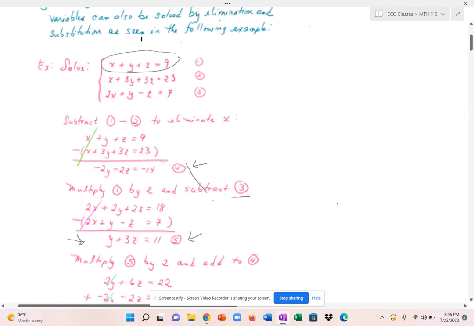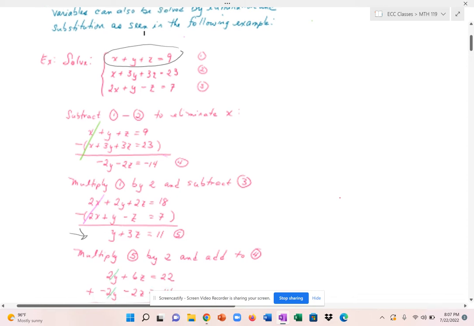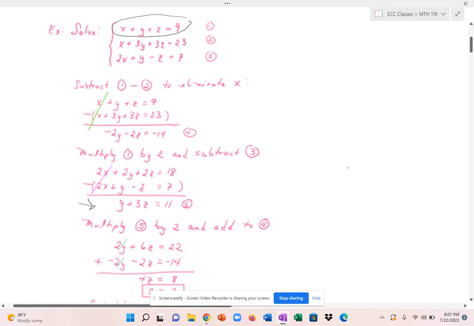So now equation 4 and 5 are two equations with two variables. So I can now apply techniques that I explained in the previous section. I want to eliminate one of the variables in order to solve for the one that's left. So I'm going to take equation 5 and multiply it by 2, and then I'll add it to equation 4. So equation 5 doubled is right here. It's 2y plus 6z equals 22. And here is equation 4. Bring it down, just copy it.